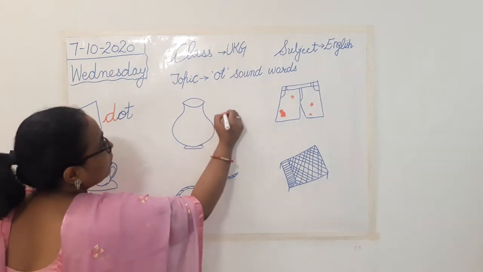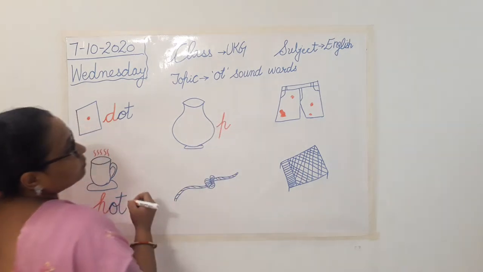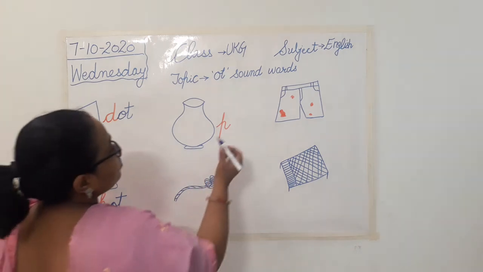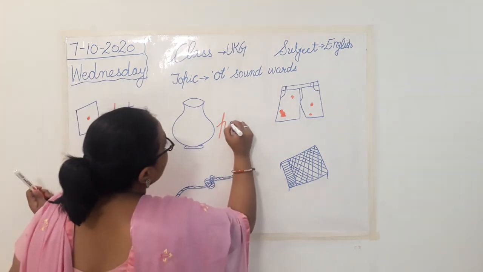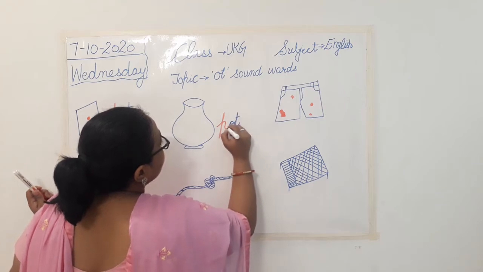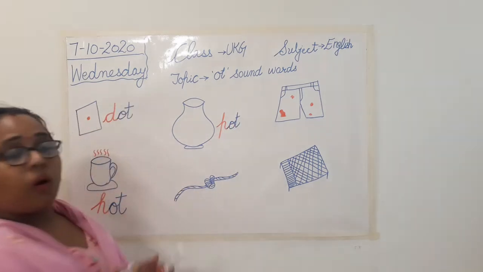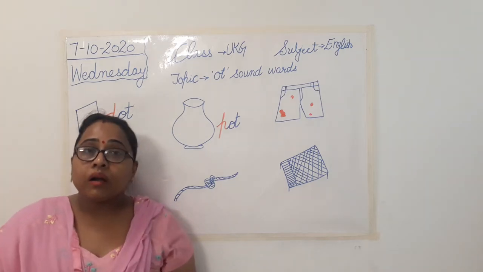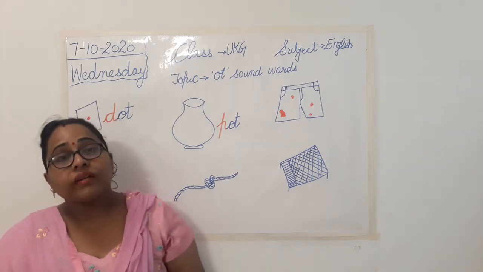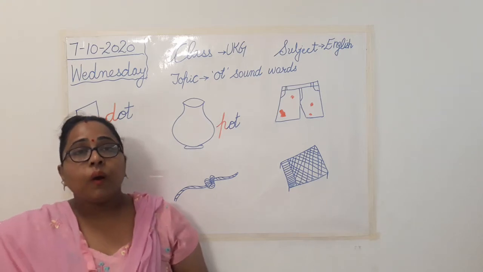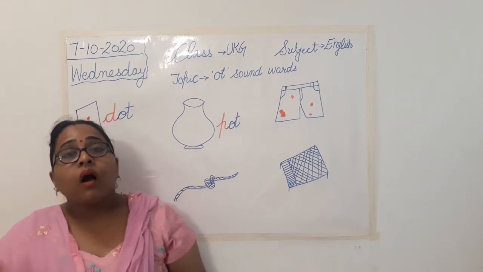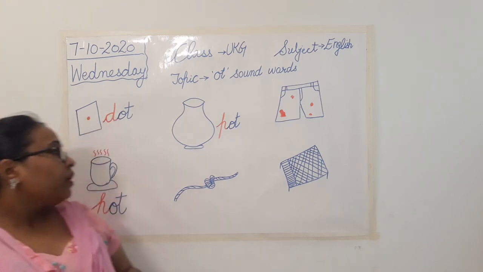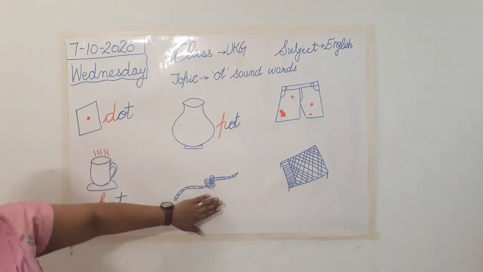So again, let us start writing the spelling here. The sound that is coming, P. And with P, which sound is coming? Ot sound. So let us make it P, ot, pot. Understood that? P is mixed with ot sound and we are getting pot. P, ot, pot. Got that? Okay.